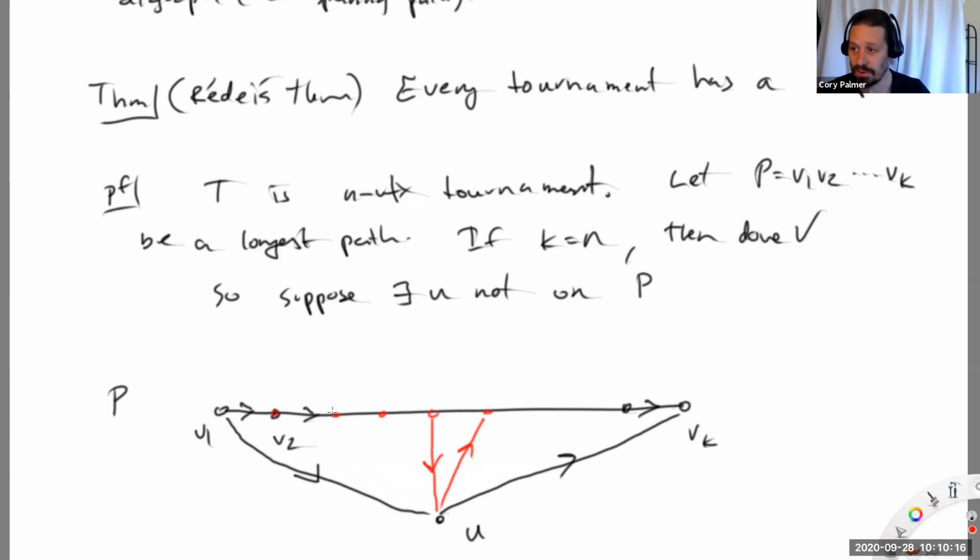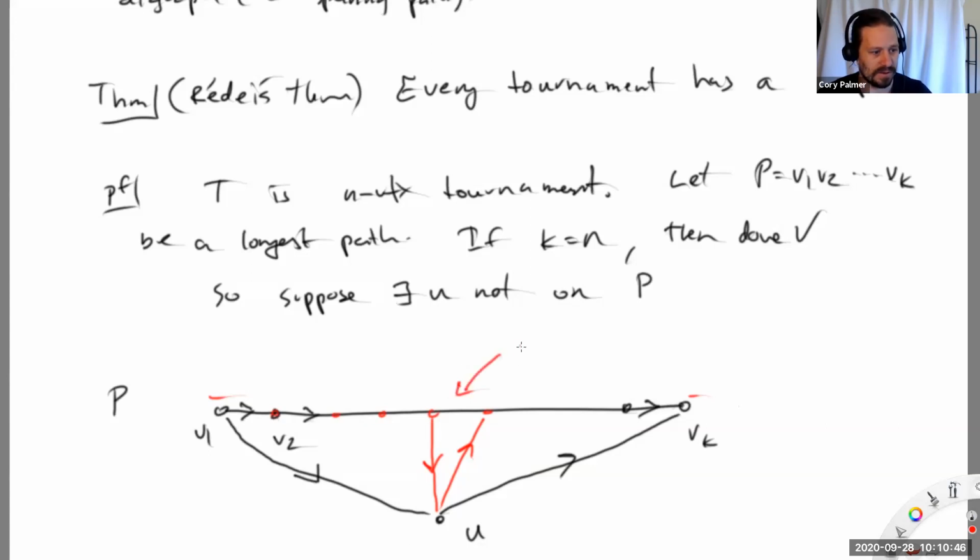Then look at V3. If that points to U, then keep going. If V4 points to U, keep going, keep going. But eventually, U does point to something. Eventually, U points to VK, and it starts off being pointed to from V1. So eventually there's this consecutive transition. If you don't have this picture, then either everything points to U or U points to everything, but that obviously doesn't happen because of these endpoints. So you have to have this flipping occur no matter what.